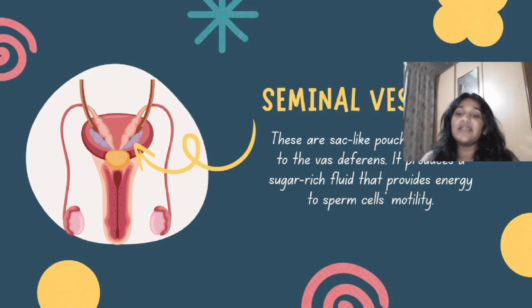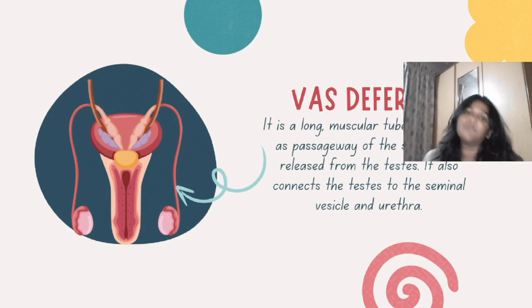Then we have the seminal vesicles. They're sac-like pouches attached to the vas deferens, below the bladder. They produce a sugar-rich fluid that provides energy for the sperm cells' motility. Then we have the vas deferens, a long muscular tube that serves as a passageway for sperm cells released from the testes. It also connects the testes to the seminal vesicle and the urethra.